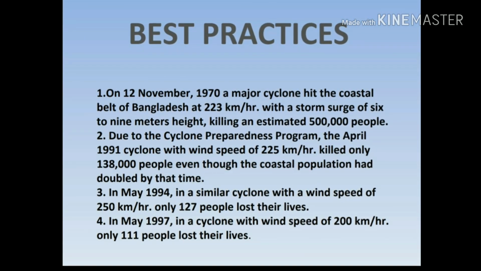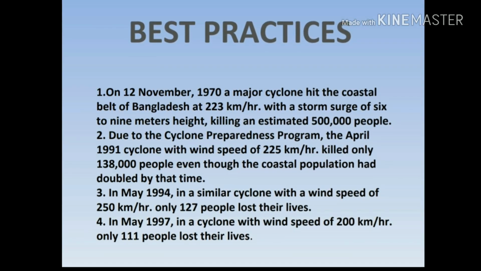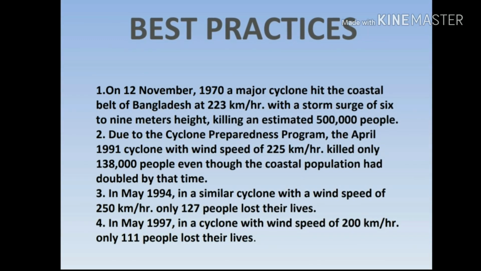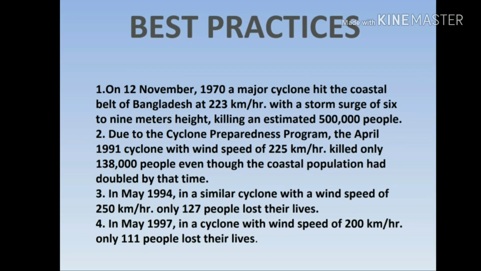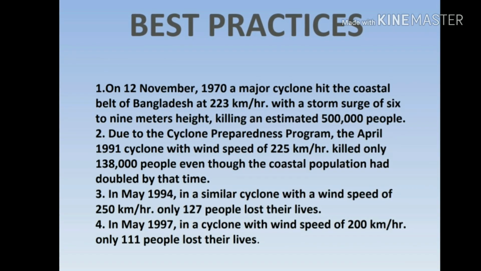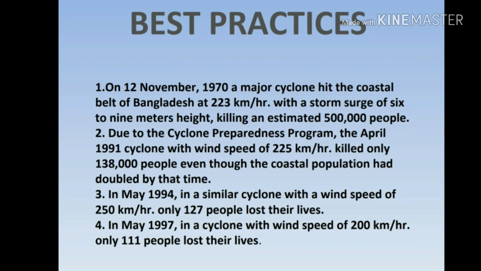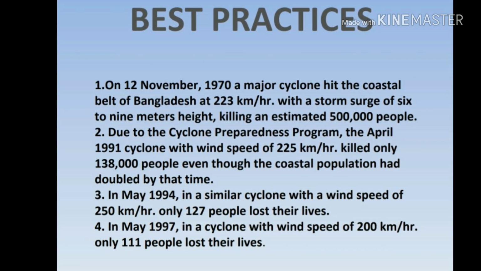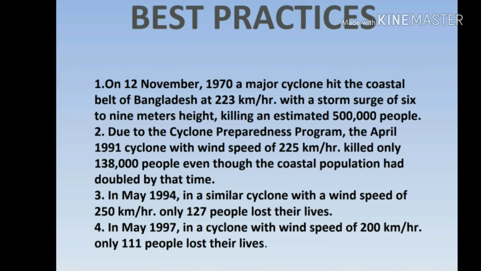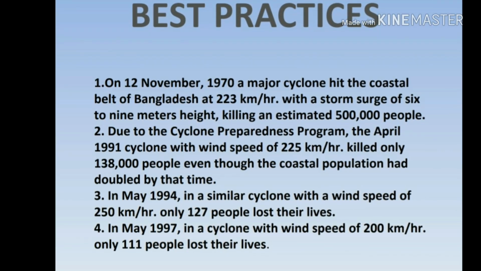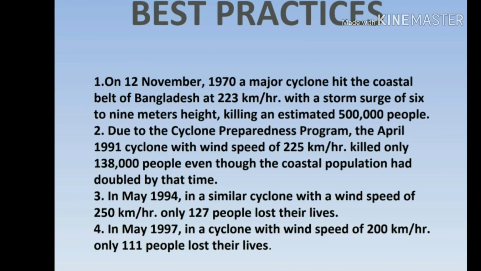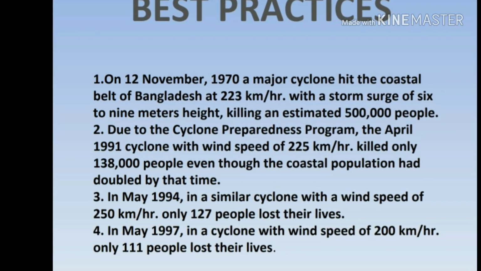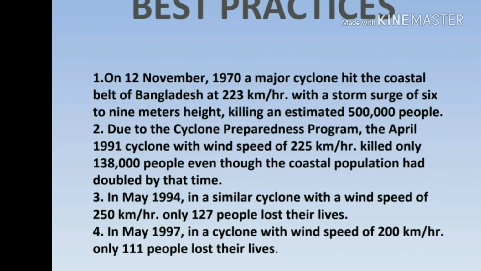The best practices undertaken are: on 12 November 1970, a major cyclone hit the coastal belt of Bangladesh at 223 km per hour, with a storm surge of 6 to 9 meter height, killing an estimated 5 lakh people. Due to the cyclone preparation program, the April 1991 cyclone with wind speed 225 km per hour killed only 138 people, even though the coastal population had doubled by that time.